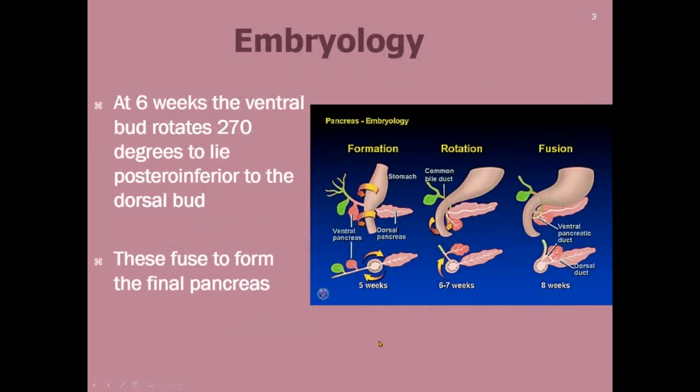At 6 weeks, this ventral bud rotates, okay? So here's a ventral pancreas off the CBD and the dorsal bud off the duodenum. The ventral bud rotates 270 degrees and changes position, comes posterior in this rotation, and they actually fuse to become the pancreas. And just think, the body is amazing that it comes from here, rotates, and fuses to become an organ.